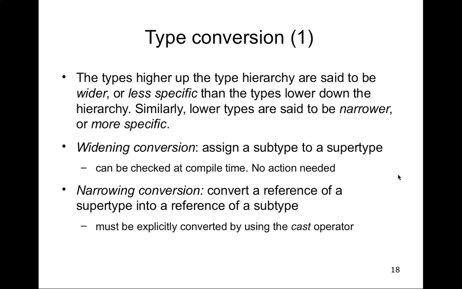Let me just read the slide. So types higher up the hierarchy are said to be wider or less specific than the types lower down the hierarchy. Simply, lower types are said to be narrower or more specific. So it's the exact opposite of what I think in terms. Tetra is narrow, dino is wide.